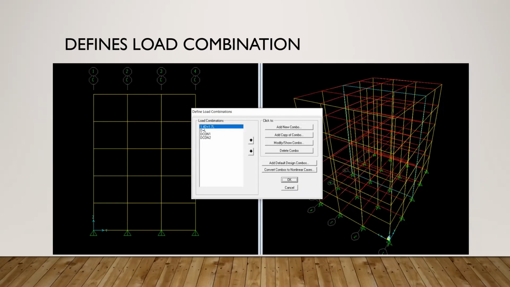For the load combination in this building, we use SD design, and the load combination is 1.4 dead load plus 1.7 live load. For the dead load plus live load, we use it to check the deformation.